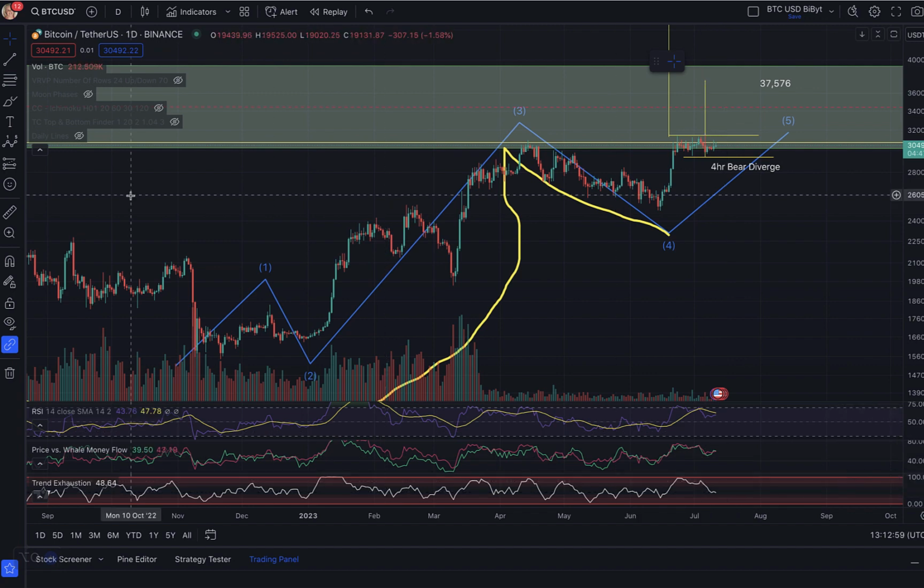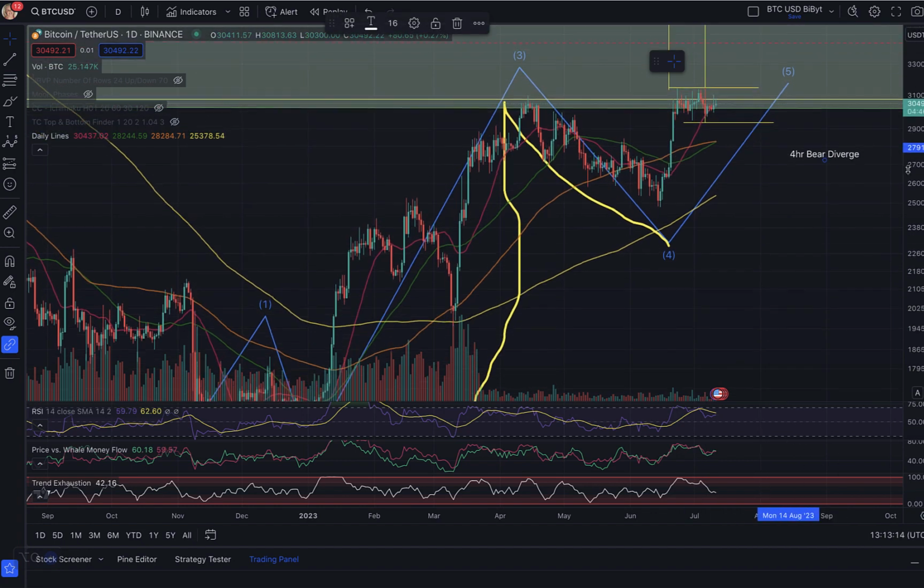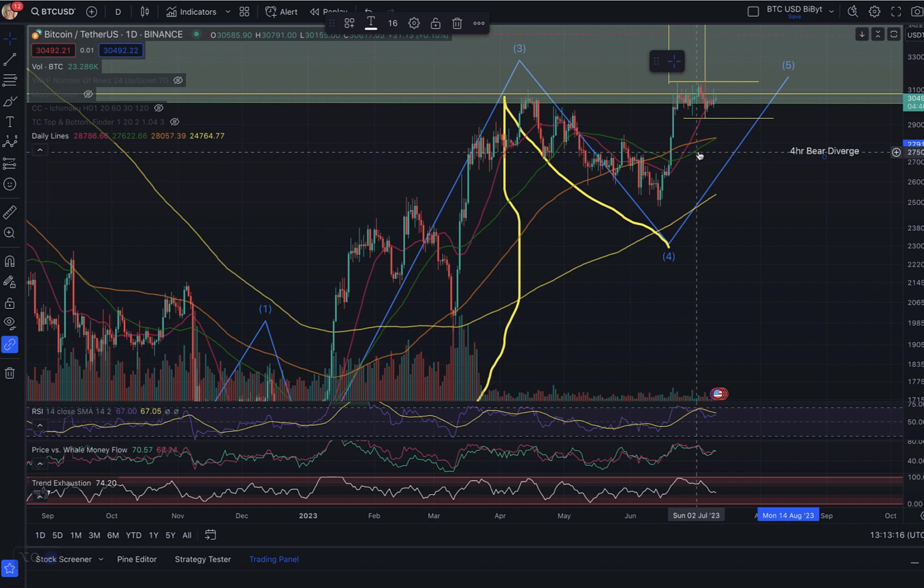So now what I want to do is bring in my moving averages, and this is where it's going to get interesting. Where's my moving averages? Here we go. This is where it's going to get interesting, because look at this. The green line here is the 50-day and the orange is the 100-day. The smaller time frame is about to cross above the higher time frame, which is generally bullish action.